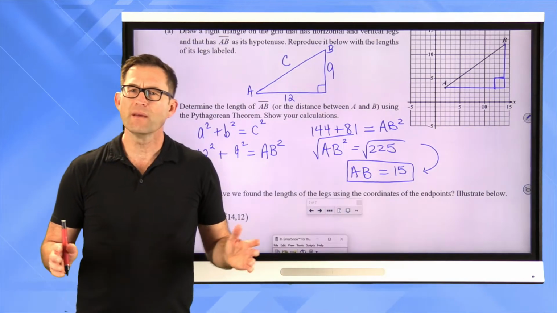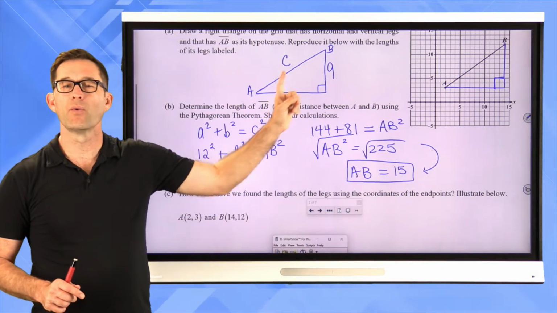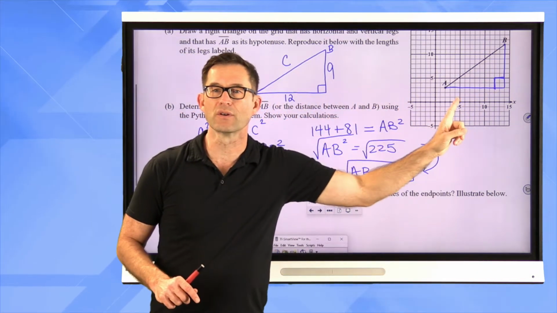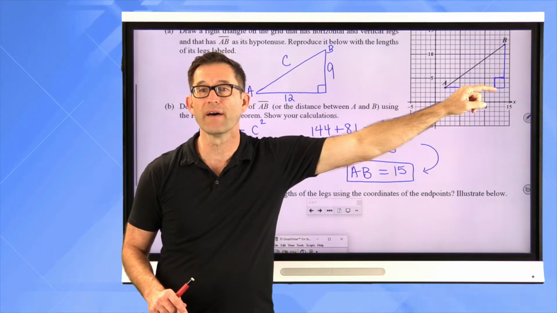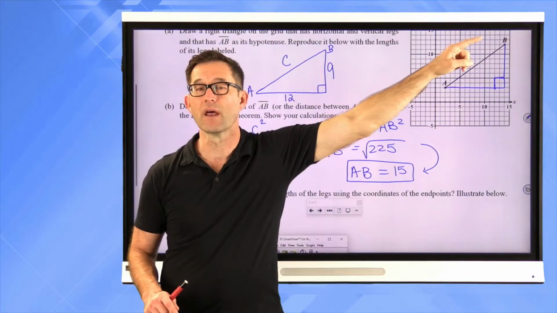Now, importantly, when I figured out the 12 and the 9, I did it by looking at this picture and going, well, I got 3 plus 5 is 8, plus another 4 is 12, and then here I have 2 plus 5 is 7, plus another 2 is 9.